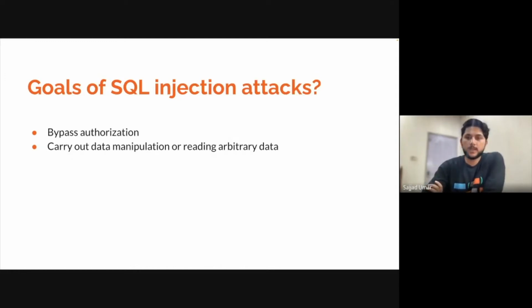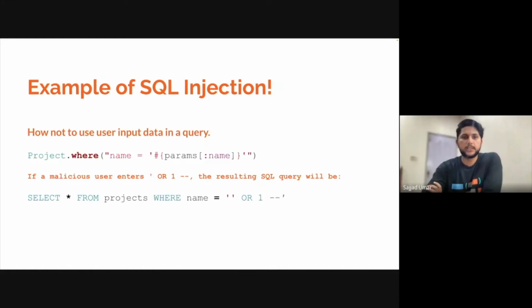So let's see some examples of SQL injections. So if you look at your screen, how not to use user input data in queries. So basically, whenever you write where clauses for any particular model, there are ways that we should not write those queries. So for example, if you write Project.where name and directly pass parameters to this string by string manipulation, this is basically harmful.